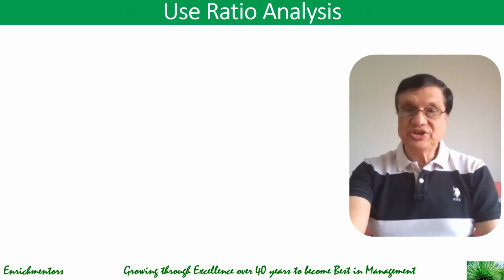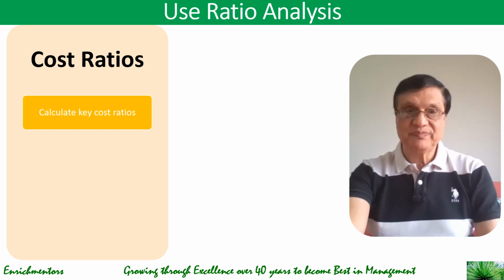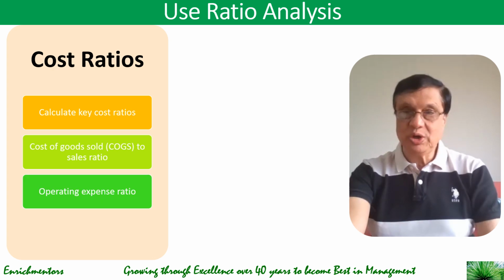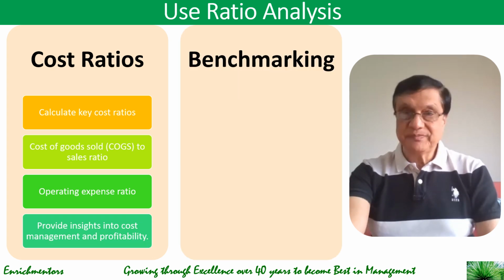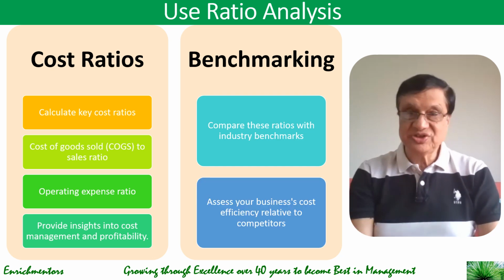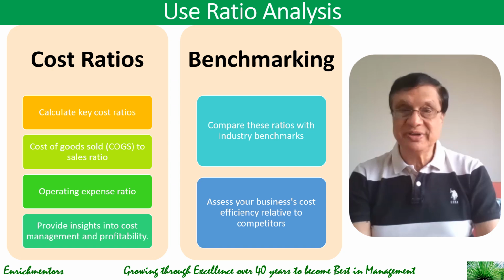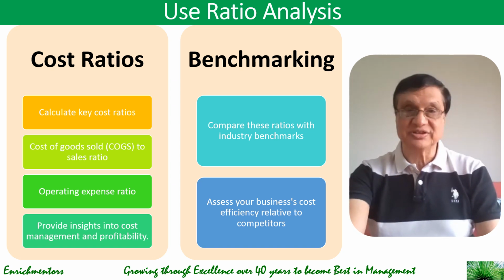Then you can also do ratio analysis, calculating key ratios such as cost of goods sold to sales ratio, and operating expenses ratios. These ratios provide insight into cost management and profitability. You then compare these ratios with industry benchmarks to assess your business's cost efficiency relative to competitors, because you will need to do the pricing comparatively and hence your cost also must be comparative so that you can maintain a decent margin that is required for your business.